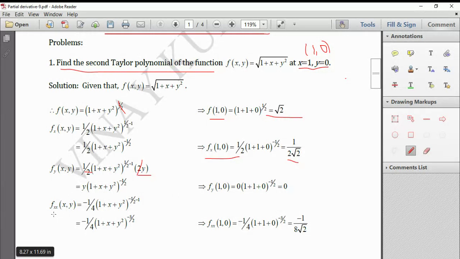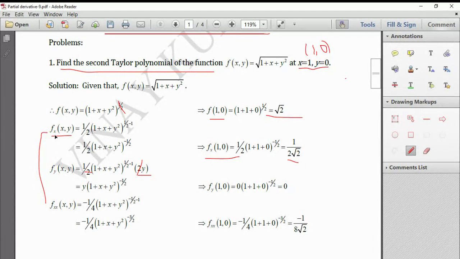Next, what is the partial derivative of? Now we have to find the second order partial derivative. How? Differentiate this f twice, right? So instead of that, already we have differentiated with respect to x once here. Differentiate that again.